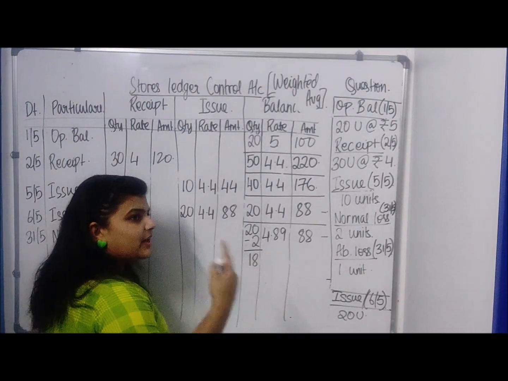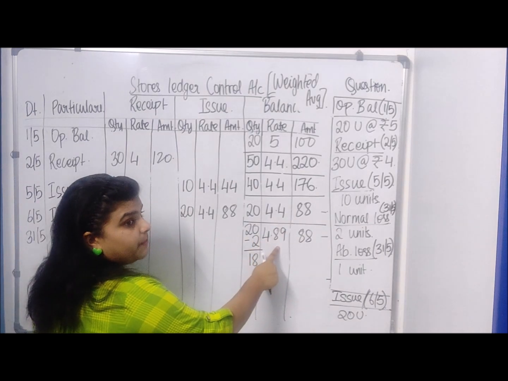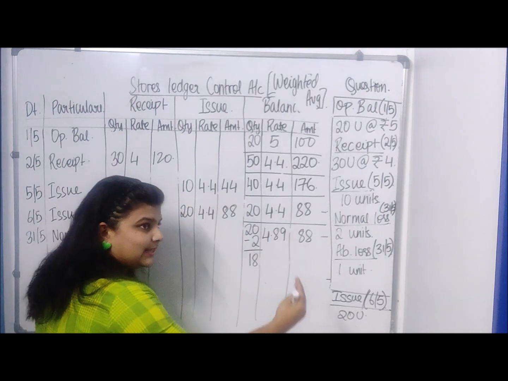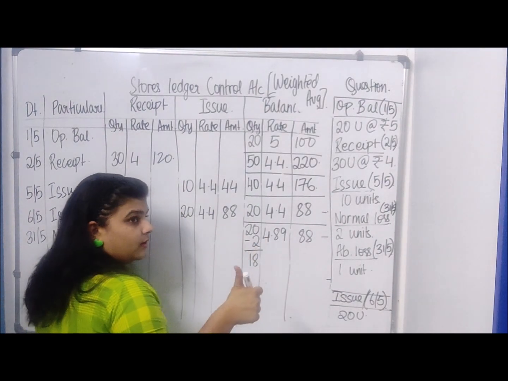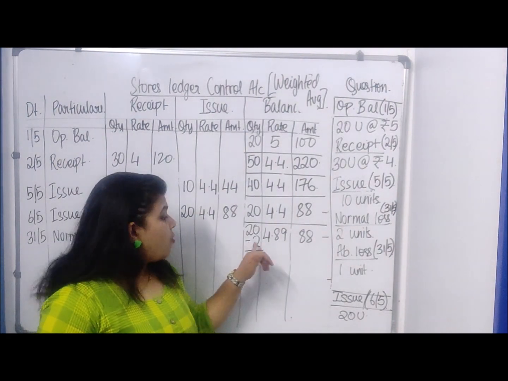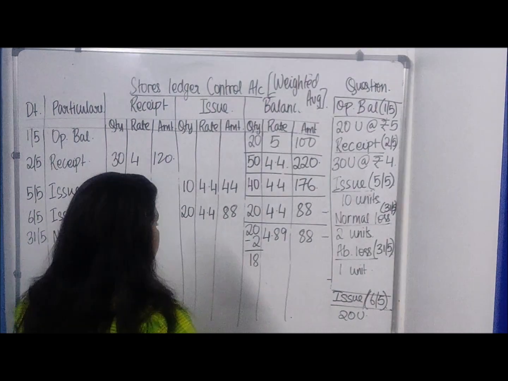What has happened? Again, I'm explaining. Because of normal loss, the price per unit has gone up, has been inflated. Thumb rule याद कर लो अगर लिखना है तो. If you want to remember, normal loss, only the quantity will be removed, the amount will not be removed.